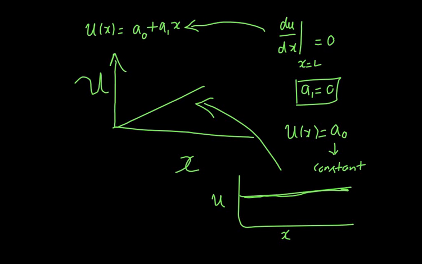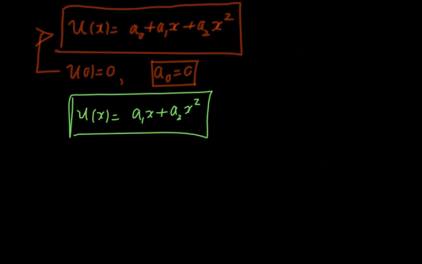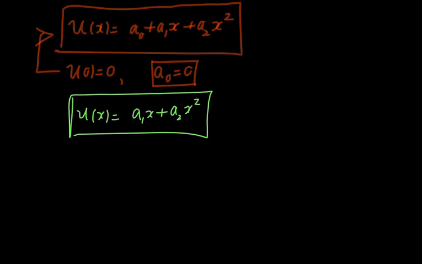Okay, now let me take a fresh page. Let me continue this problem. Now what is going to be the next step? What is demanded in the weak form? In the weak form, du by dx is demanded. So I can readily define that du by dx is a1 plus 2a2x. I got it.